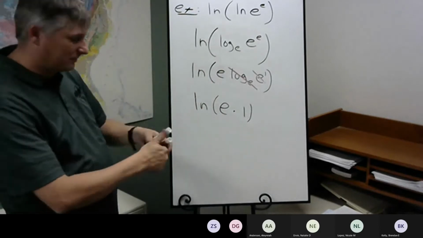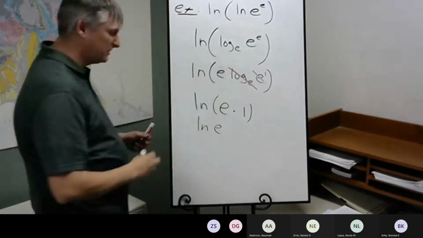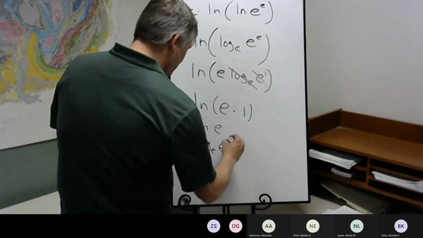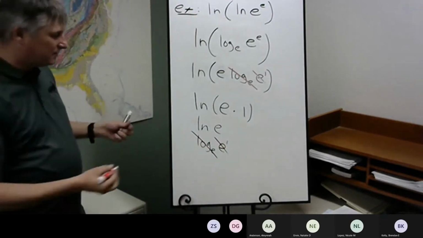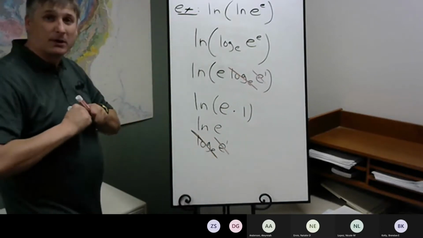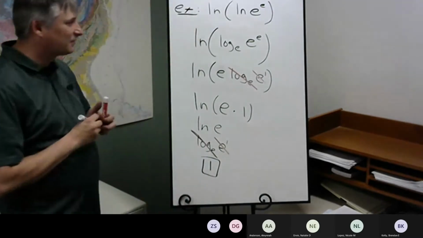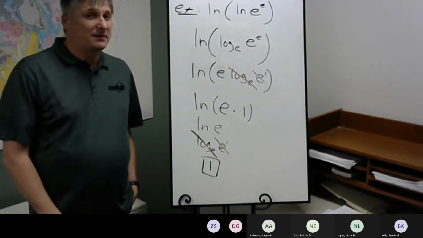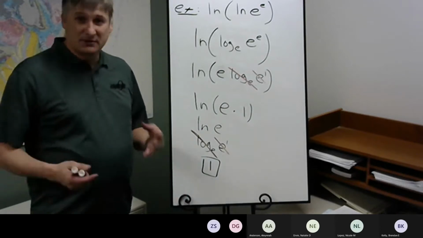Let's say we did it this way. So natural log of e times 1 is e. And again, that's log base e of e, and again to the first power. So that leaves us, after cancellation, just the number 1. Questions about that? And if any questions come up later, let me know or send me a message.